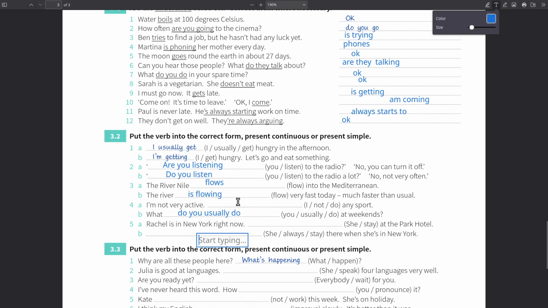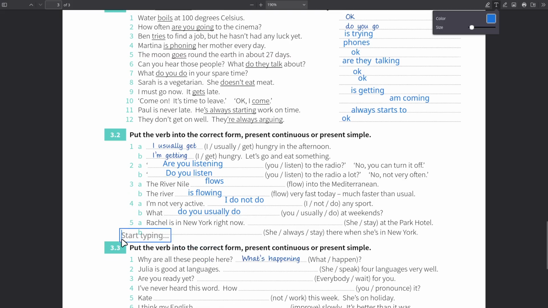So I'm not very active. We can use I don't or I do not. It's up to you. I do not do any sport, right? Why? Because that's something that is permanent. You are saying in the first part, I'm not very active, right? So you are saying that something is permanent in yourself, the fact that you are not active. So I do not do any sport, right?